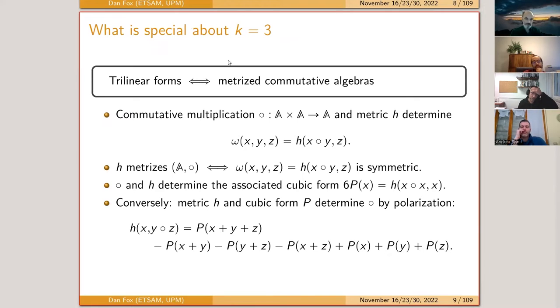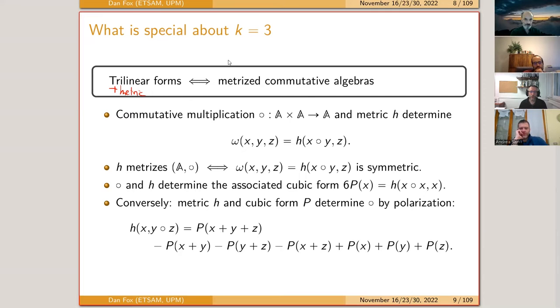What's special about k equals three, as I already said, is that this really should say trilinear form plus metric is equivalent to this context of metrized commutative algebras. And so here, because I'll use this various times later on, I've written the formulas a little more clearly. It's possible that I left out a six here. I put the six here. The six goes here, it looks like.